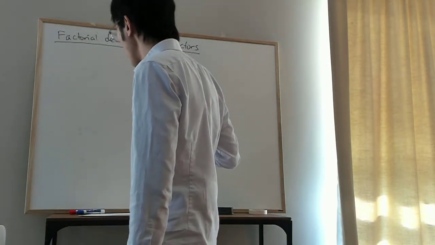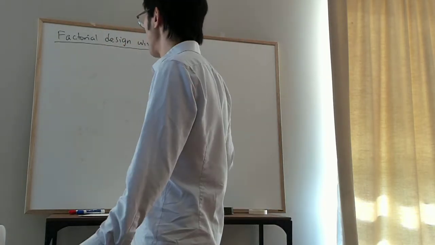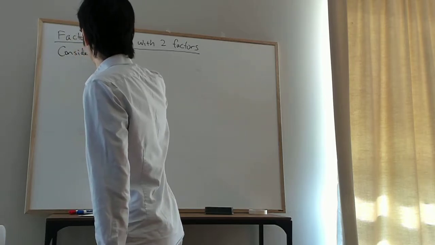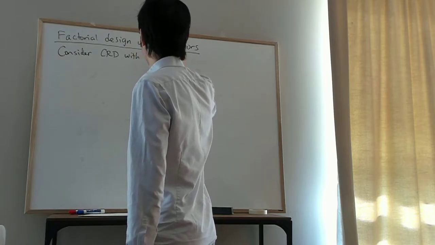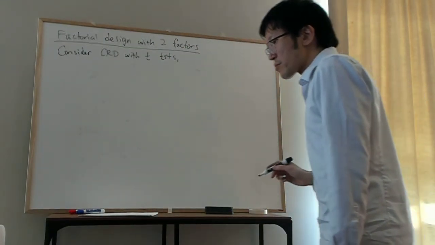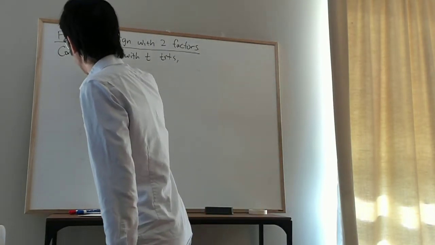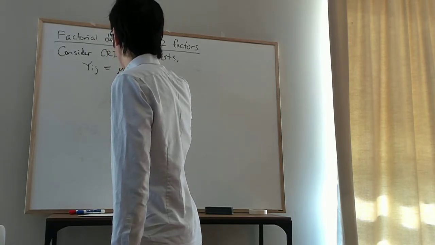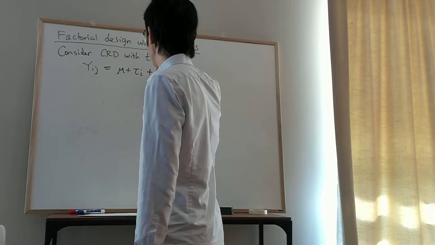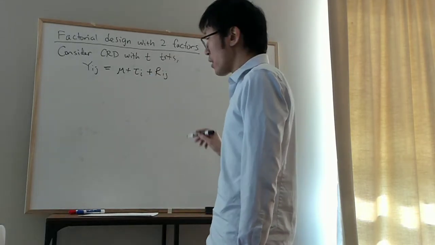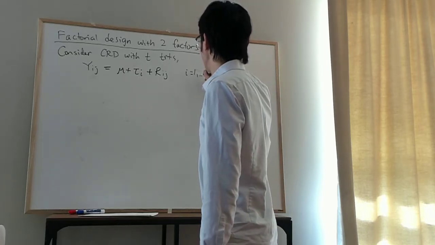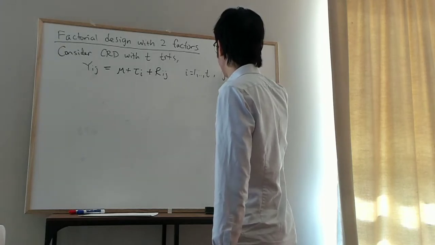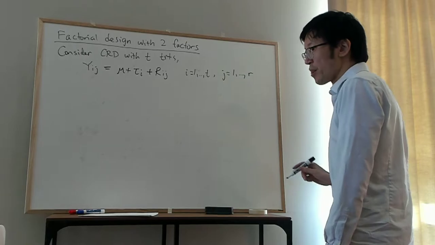As I mentioned, we're going to simply start with the T treatment completely randomized design. So consider CRD with T treatments. Let's write down the model equation for that: Y_ij equals mu, the overall mean, plus tau_i, the treatment effect, plus the residual. We have T treatments, so i goes from 1 to T, and there are no blocks, but we have replicates, so j goes from 1 to R replicates.